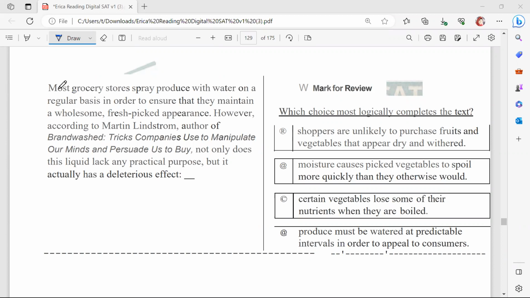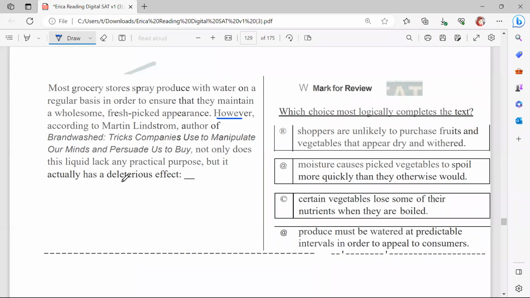Yes, please. Okay. Most grocery stores spray produce with water on a regular basis in order to ensure that they maintain a wholesome, fresh-picked appearance. However, according to Martin Lindstrom, author of Brand Washed, tricks companies use to manipulate our minds and persuade us to buy. Not only does this liquid lack any practical purpose, but it actually has a what is that word? Deleterious effect.